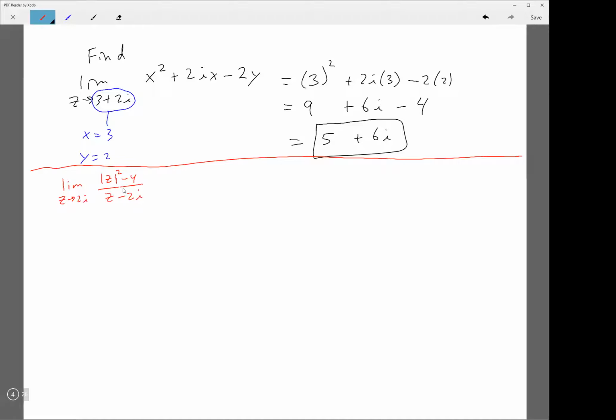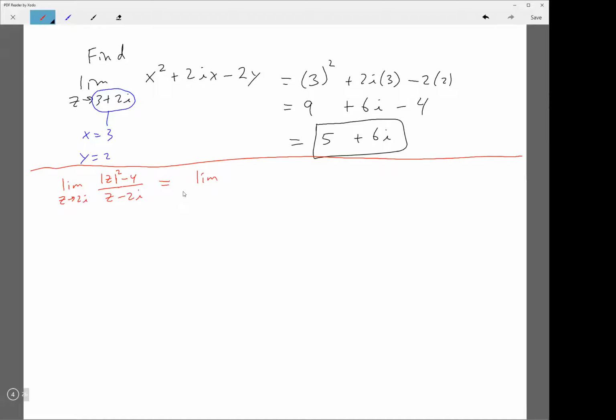Sometimes this is kind of fun to do. Sometimes it's not any fun. Sometimes it's just weird. But let me show you that this doesn't exist. To show that it doesn't exist, what you want to do is split it up.